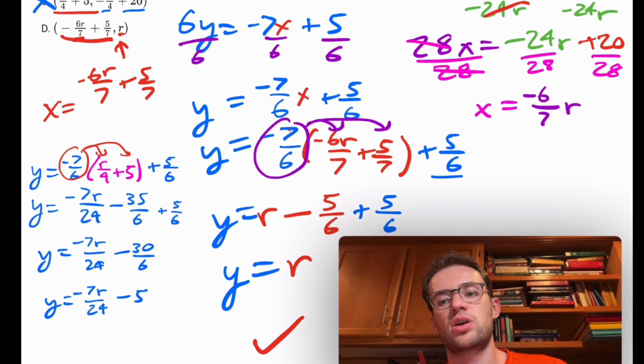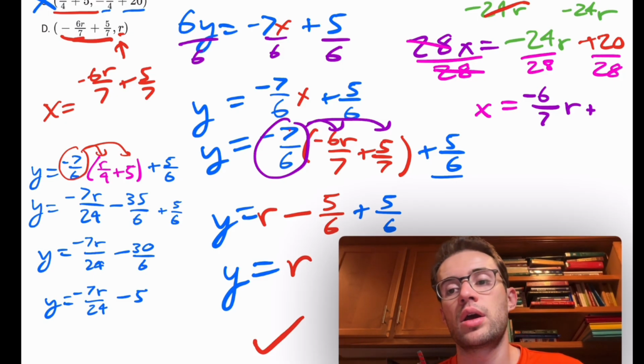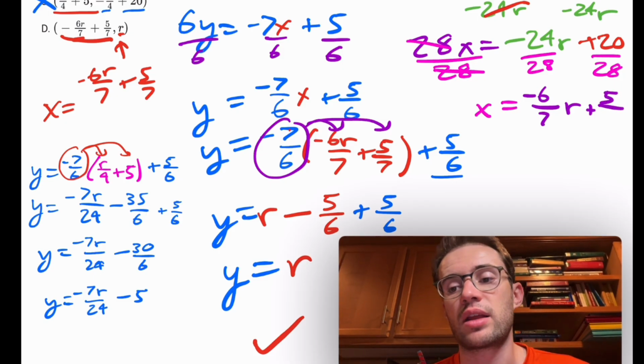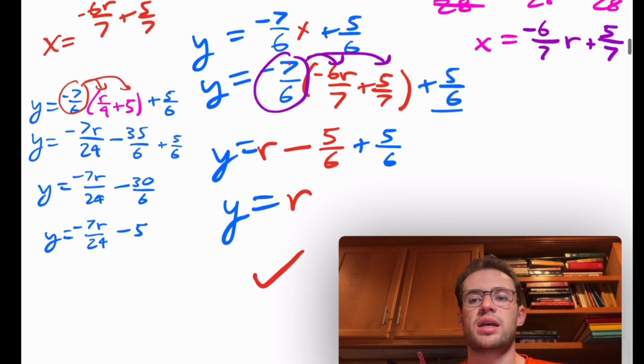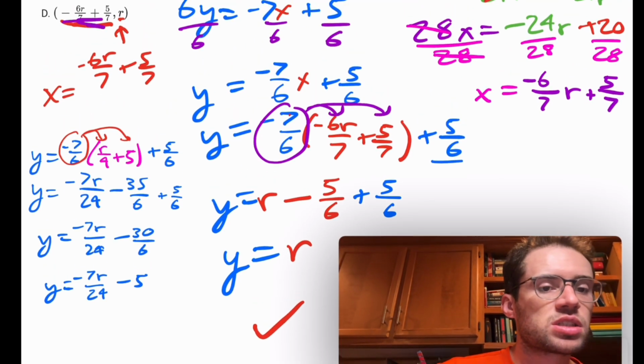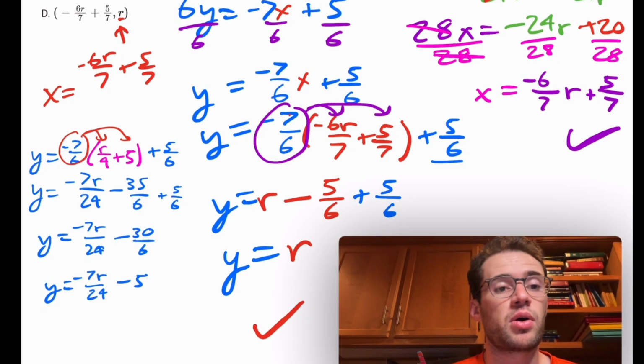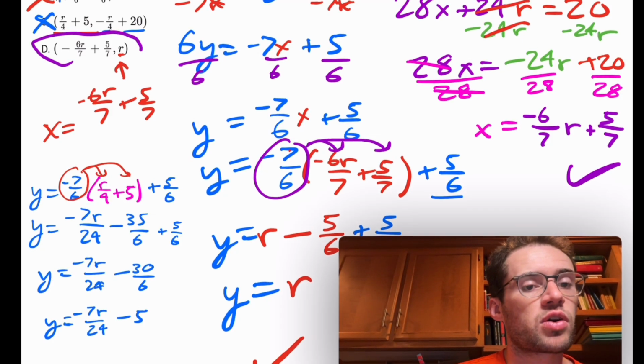So negative 6/7 r plus, and then 20 and 28, again, both multiples of 4. 20 divided by 4 is 5. 28 divided by 4 is 7. So it should be x equals negative 6/7 r plus 5/7, which is the option here, right? Negative 6/7 r, so 6r over 7 plus 5/7. So that checks for both. All right, so D works for both equations.